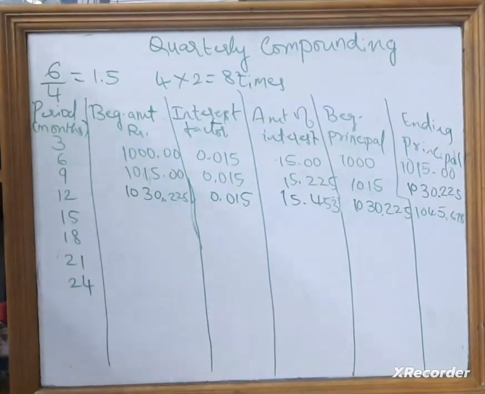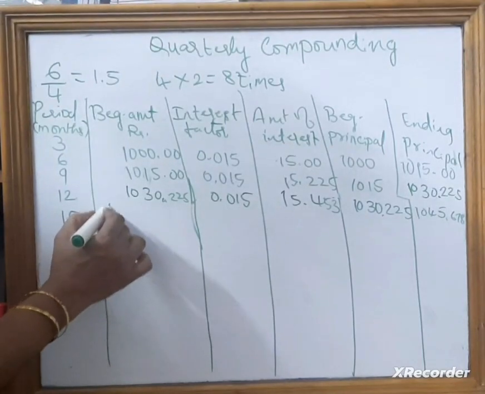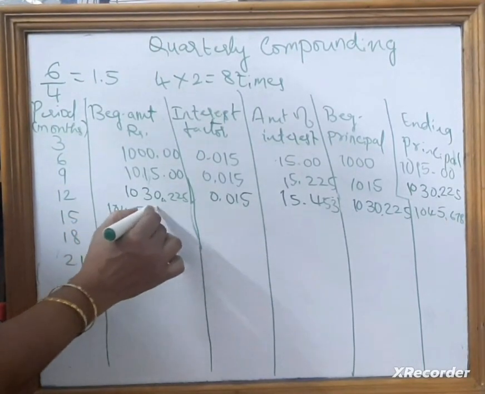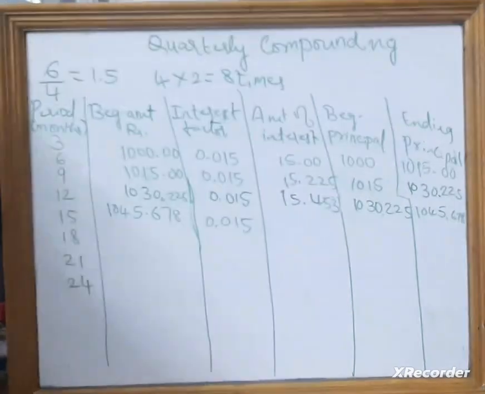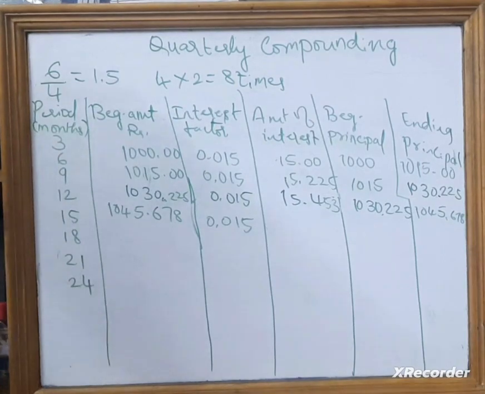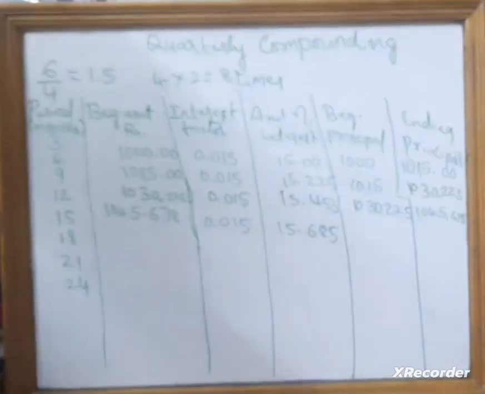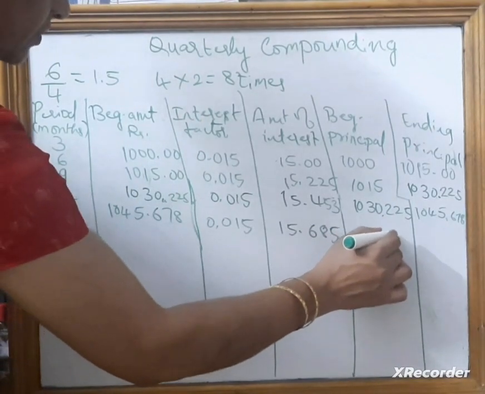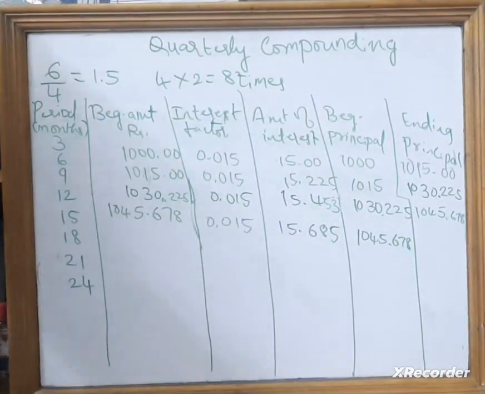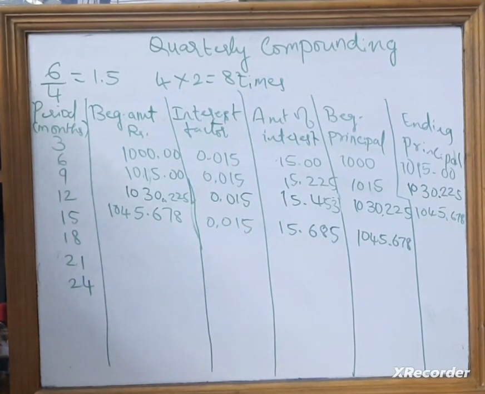Okay, so now in the beginning of the 10th month, the beginning amount is 1045.678. Interest is 0.015. So what is the amount of interest? That is 15.685. So the beginning amount is the same as this, 1045.678. Add this and this, you will get the amount at the end of the period. That is 1061.363.